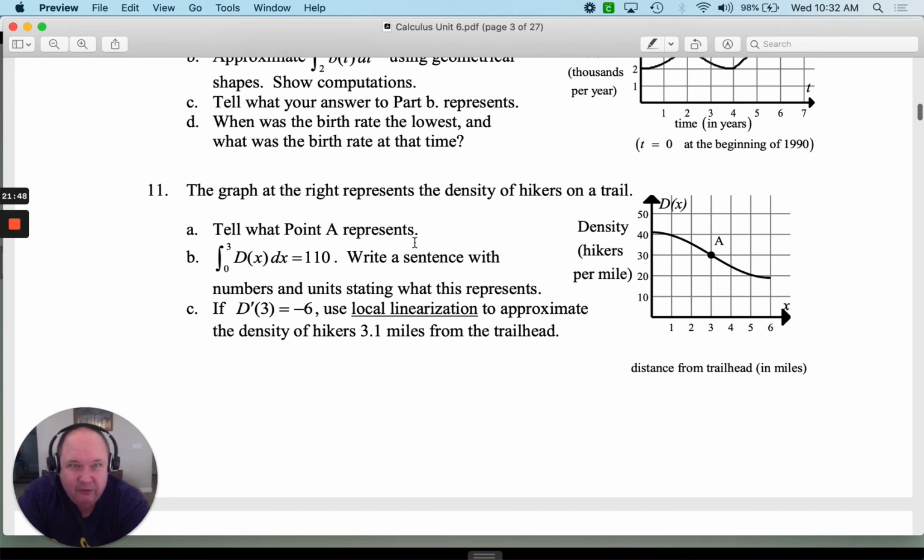Number 11, the graph at the right represents the density of hikers on trail. Means how many hikers there are in an area. That's what, not like how thick a hiker is, but like how many hikers are in an area. You knew that, right? Okay. Tell what point A represents. Okay. So hikers per mile is a rate. So A, first of all, what's 3? Distance from a trailhead. So 3 miles away. So I'm going to write down 3 miles away from the trailhead.